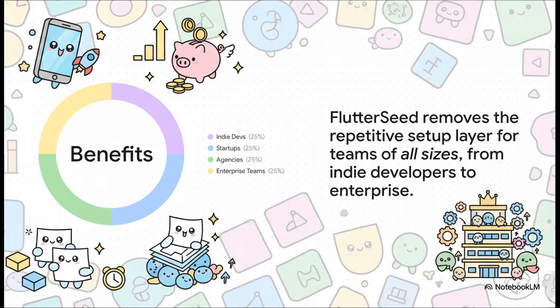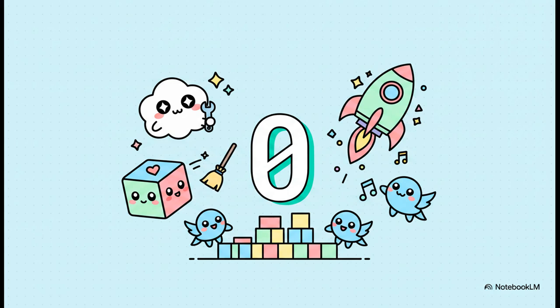So who does this really help? Well, pretty much everybody. Indie devs can launch their MVPs way faster. Startups can build on a solid, standard foundation. Agencies can spin up consistent projects for all their clients, and even huge enterprise teams can enforce their own specific architectural rules. So with this kind of workflow, how much of that tedious boilerplate code do you actually have to write yourself to get started? The answer is zero. Absolutely none. Your focus shifts completely from setup to actually building features that matter.